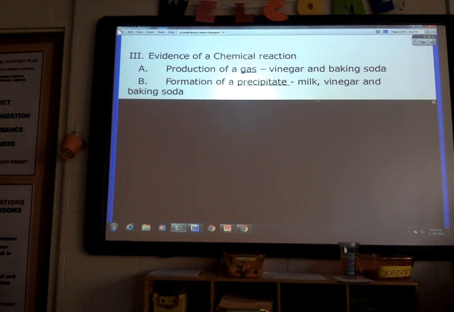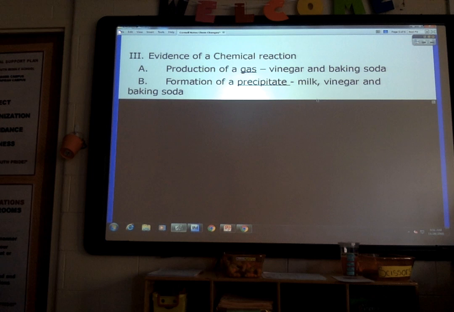Formation of a precipitate. So an example would be combining milk, vinegar, and baking soda. You start with something liquid. After it chemically reacts, you end up with a solid. Now, normally if you started with a liquid and went to a solid, you'd be looking at a physical change because it's just a change of state of matter. But because you start with 3 substances and they combine to make something completely new and form a solid, this is an example of a chemical change because you have a new substance created.